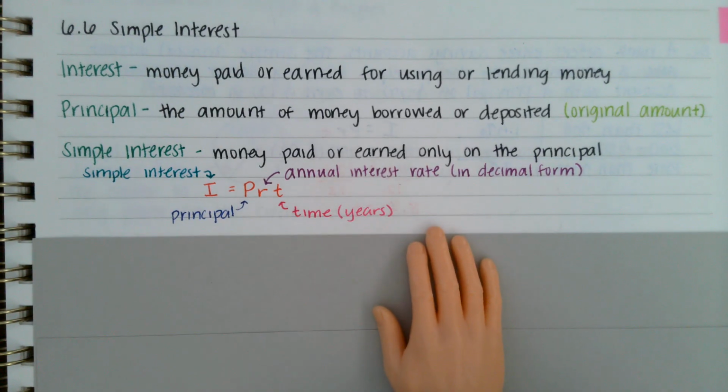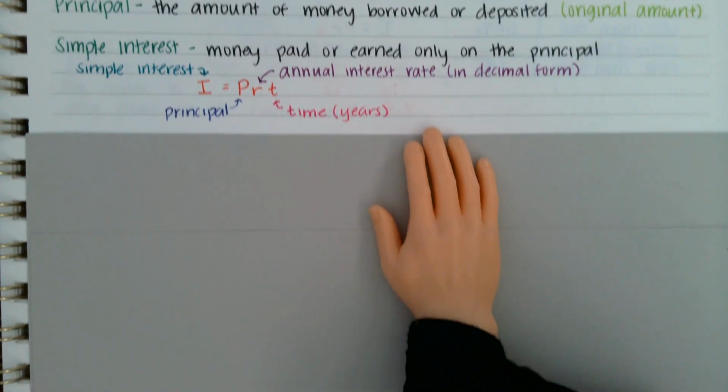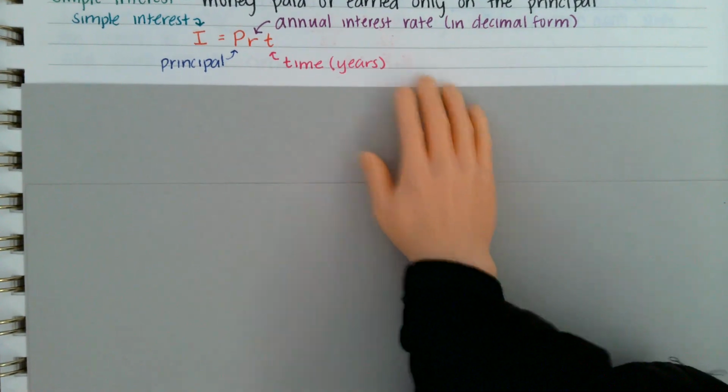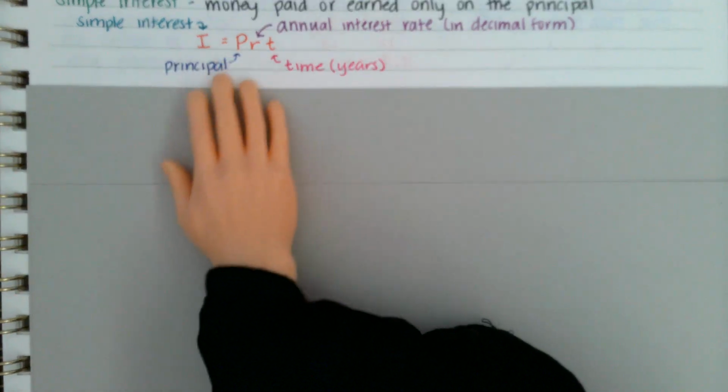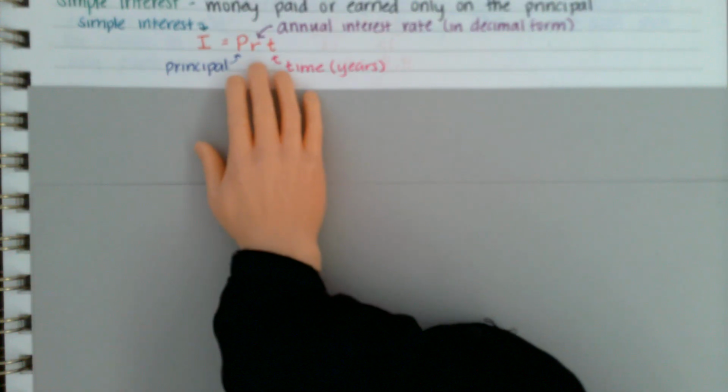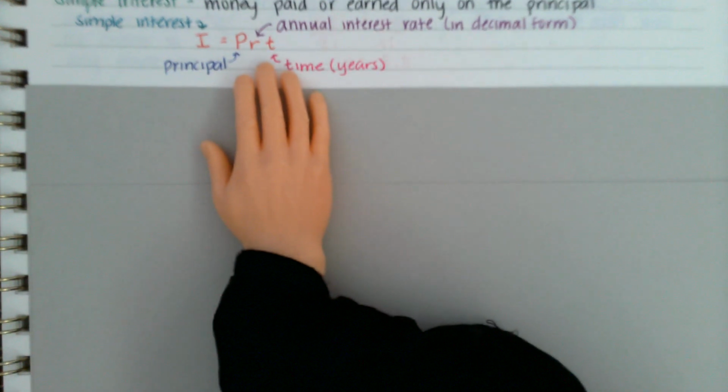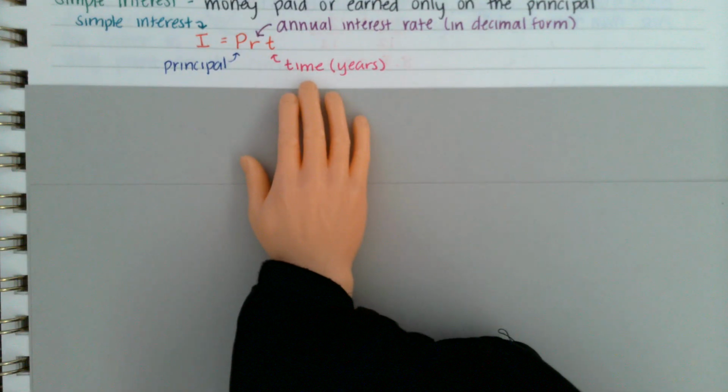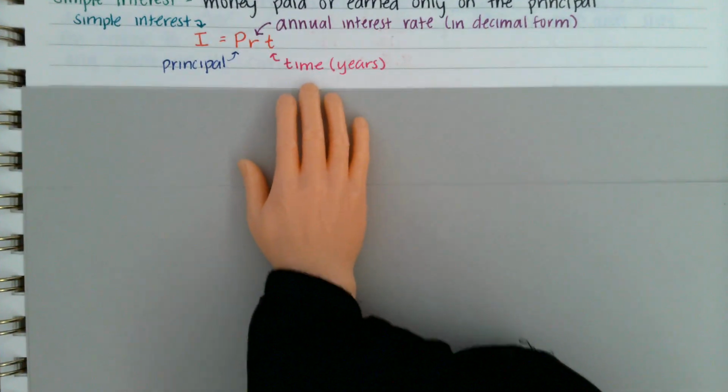And to find that, we have this equation here of I equals PRT. I is the interest, P is the principal, your starting amount, R is the annual interest rate, and we will use the decimal form of that percent, and then time is always given in years.